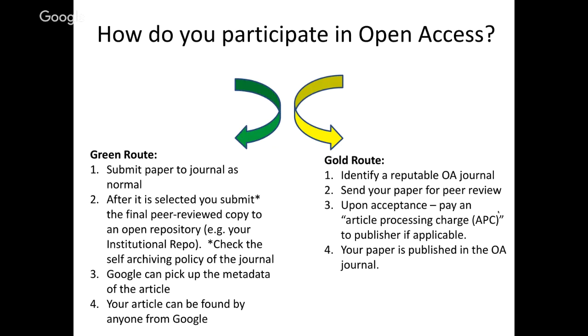So what is the gold route? In the gold route, you identify a reputable open access journal. Once you have identified a journal that is relevant to you, you send your paper for peer review. And once the paper is accepted, you pay an article processing charge to the publisher. The range of charges could be from $0 to maybe $4,000.